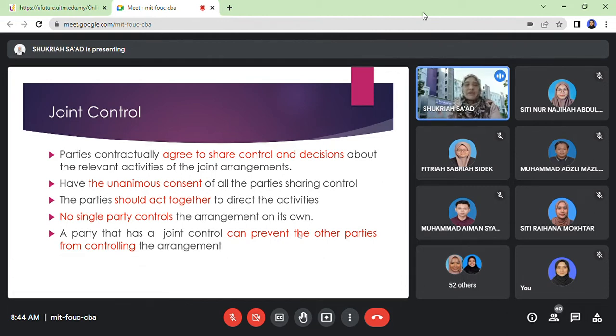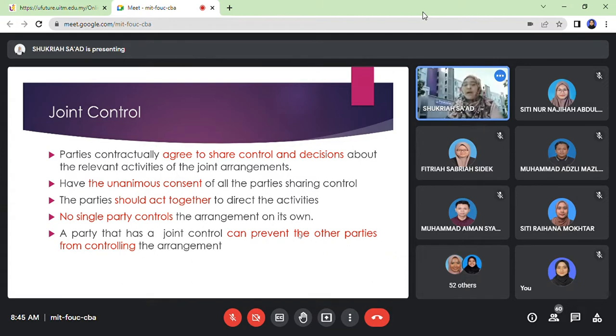Whatever decision making they want to make related to the relevant activities, the parties involved should also act together to direct the activities. Meaning to say that no single party controls the arrangement on its own, because whatever is done must be done together with the other members as well. So a party that has joint control can prevent the other parties from controlling the arrangement.